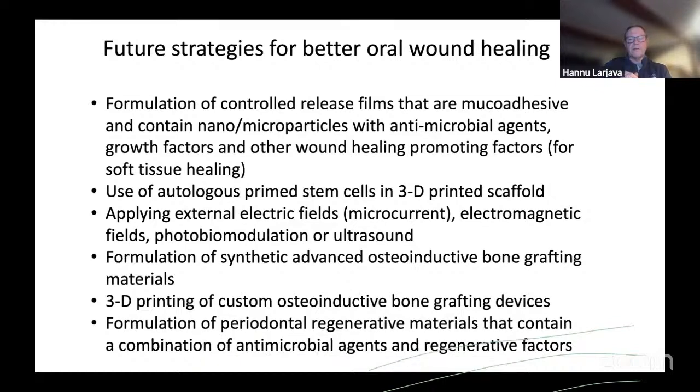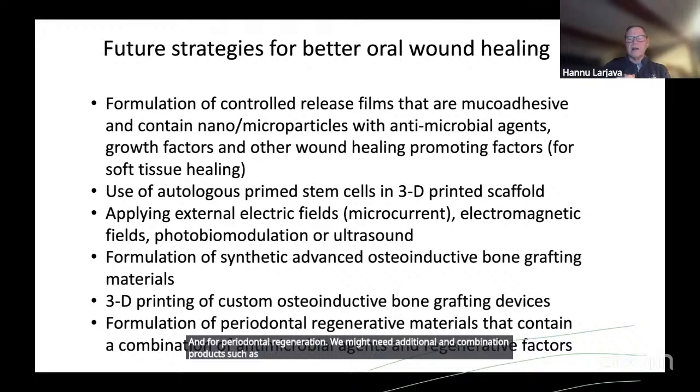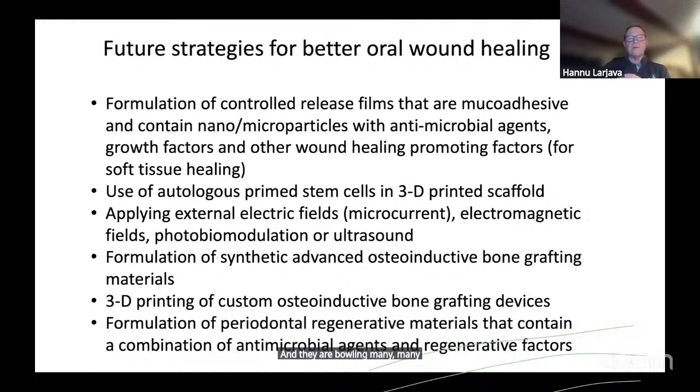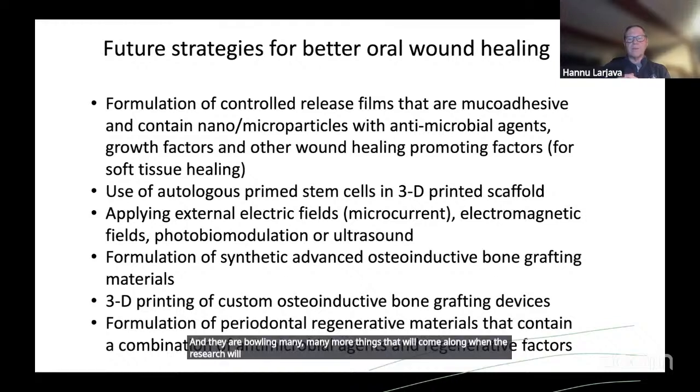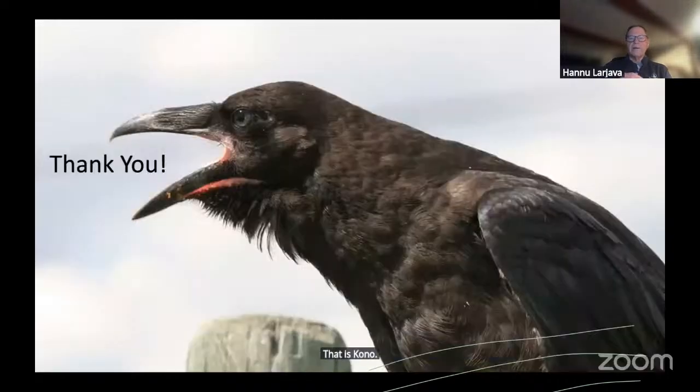And for periodontal regeneration, we might need additional combination products, such as not only the factors that can regenerate, but also combinations of antimicrobial agents and those factors in the same device. And there are probably many, many more things that will come along when the research advances. So that is going to be my last words.